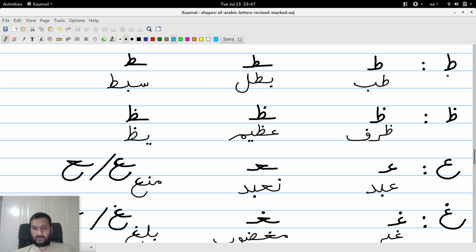Then we have Ta, and Ta appears like so in the beginning of the word. Here we have the letters Ta and Ba. I'm going to cut it off here to show you that you have your Ta here. In the middle of the word, it looks like this. So we have Ba and Ta and Lam. You cut it off here and here to show where Ta is.